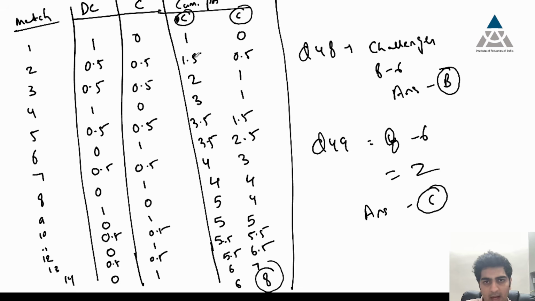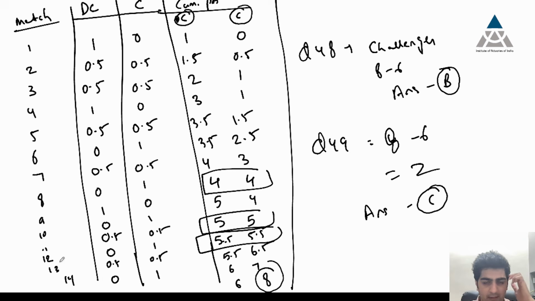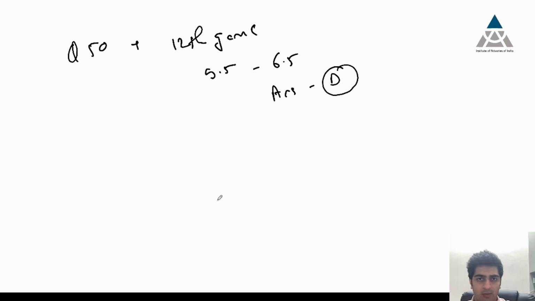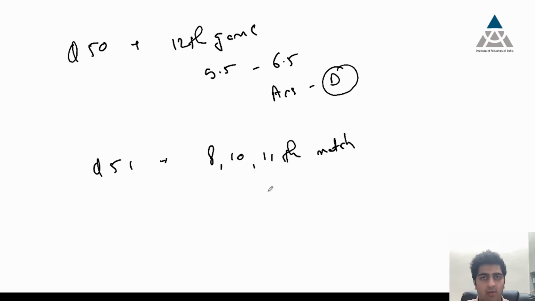And now you can see that the scores were tied. Not here, not here, not here. No, no, no, no. Here. So this was 1, then 2, and 3. So 3 matches were there, which is 8th, 10th, and 11th match, after which the scores were tied. Other than this, in all of the games, there was somebody winning, somebody losing, right? So question 51, you can see that 8, 10, and 11th match had the scores tied. So total of 3 games, which is option B.